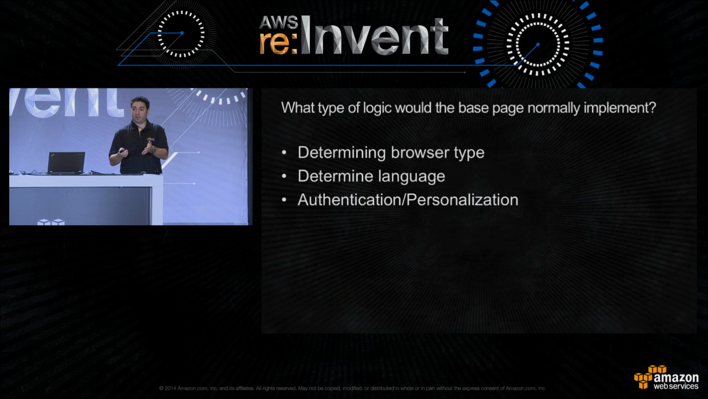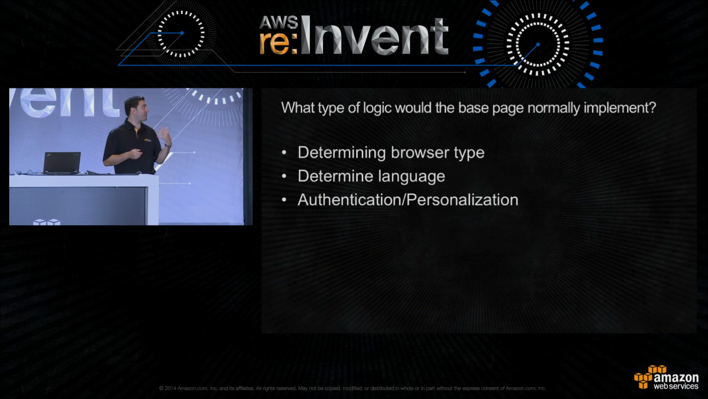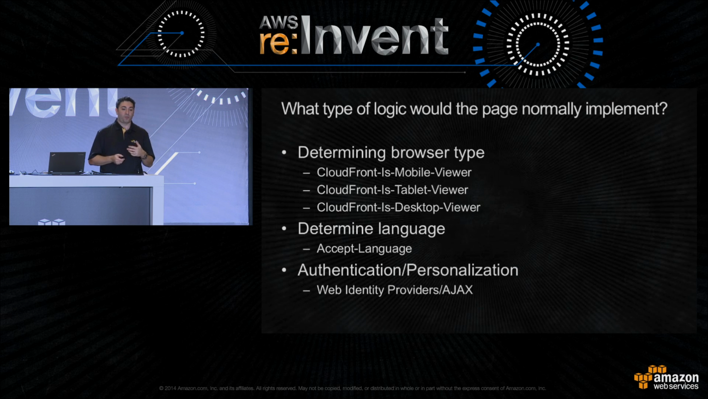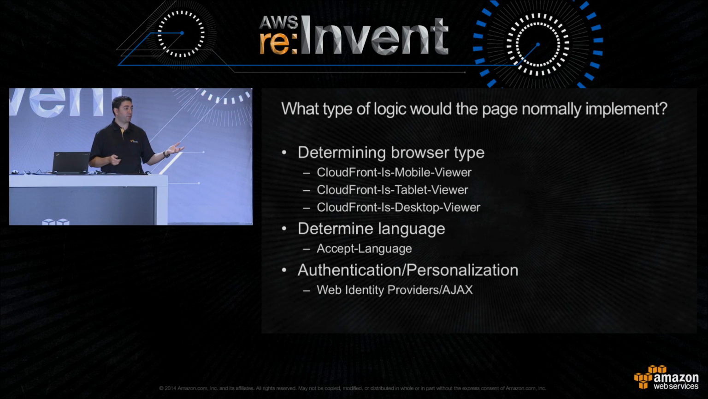But for you guys, it's probably going to be a little bit more complex. So let me give you some ideas on how you can make this a reality for you. What are some of the types of things that you may want to do on the base page? You might want to determine what the browser is, so you can serve a mobile version versus a desktop version. And CloudFront, if you choose to do that, can inject a header to say whether the viewer is a mobile viewer, a tablet, or a desktop viewer. So you can vary the cache based on those headers.